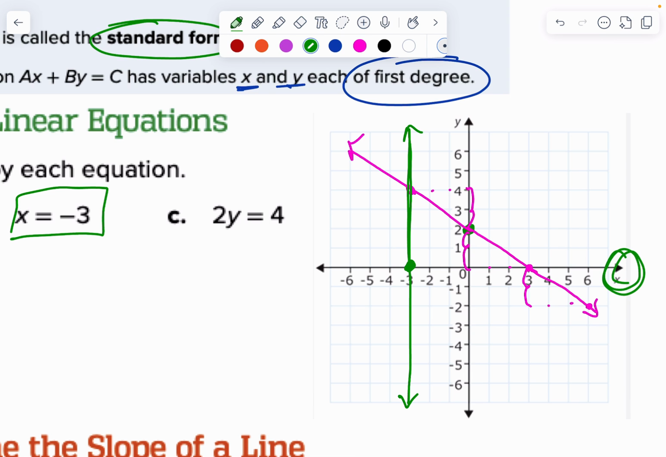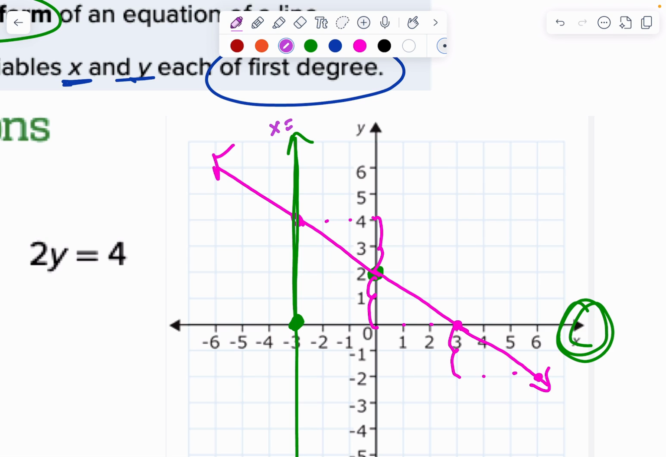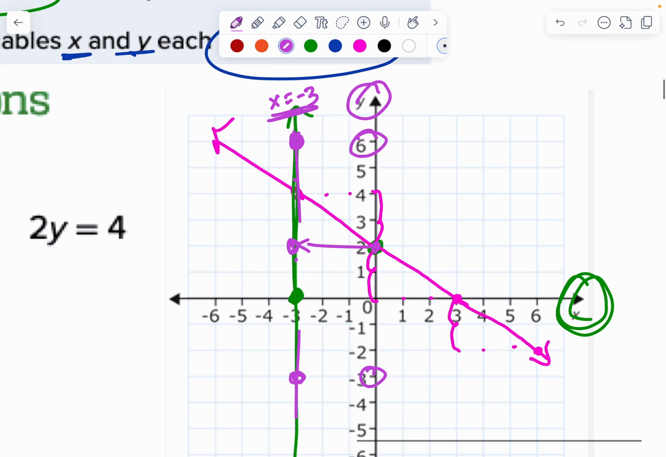That confuses some people, and here's why, okay? This is the line x equals negative 3, and they're like, x equals negative 3 can't go up and down because that's the y, right? The y-axis goes up and down, right? Nope, x equals negative 3 means it's negative 3 no matter what the y-coordinate is. If the y-coordinate is 6, the x-coordinate's negative 3. If the y-coordinate is 2, the x-coordinate's negative 3. If the y-coordinate is negative 3, the x-coordinate's negative 3, right? No matter what, x is negative 3. So the line goes up and down, right?